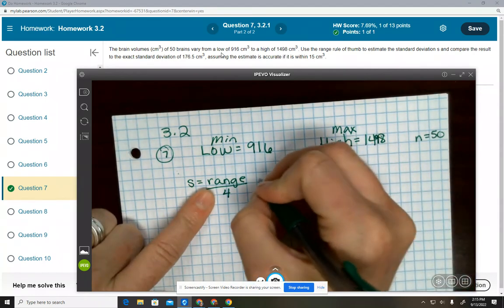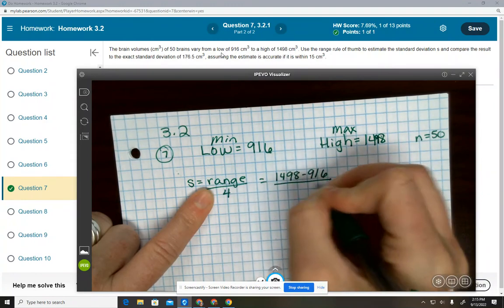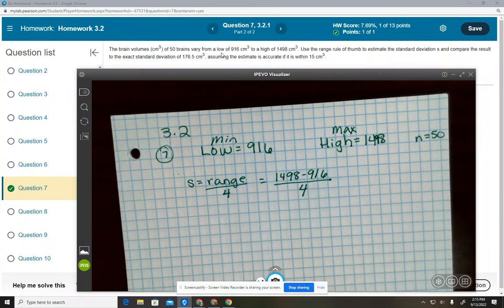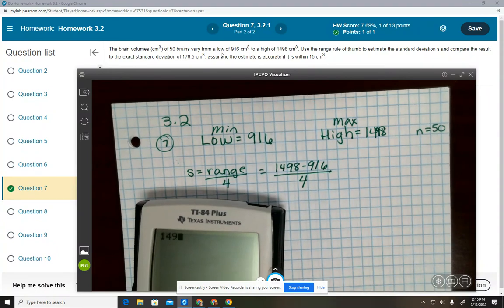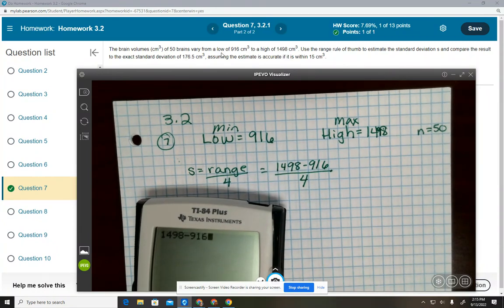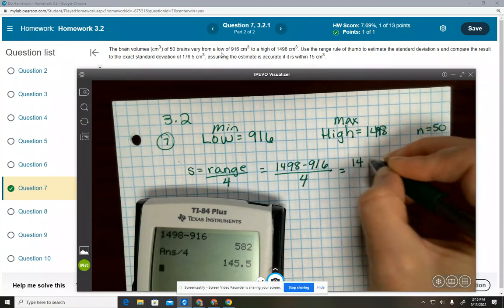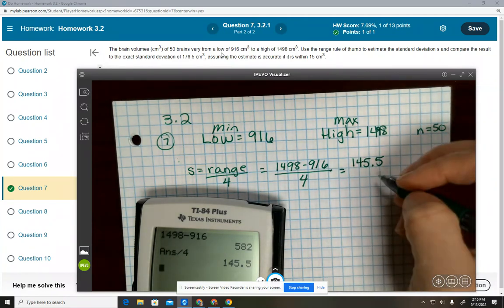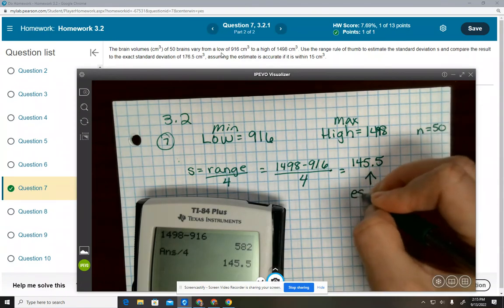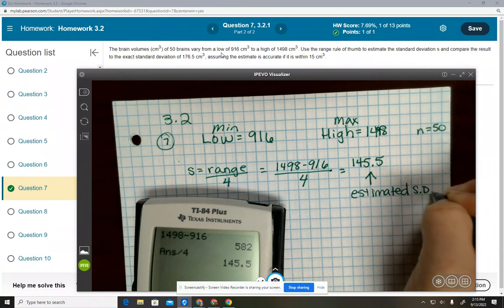So I would take 1498 minus 916, and I'm going to divide by 4. And what it says on the assignment is do not round. Use the exact. Okay. So this is our estimated SD or S, standard deviation.